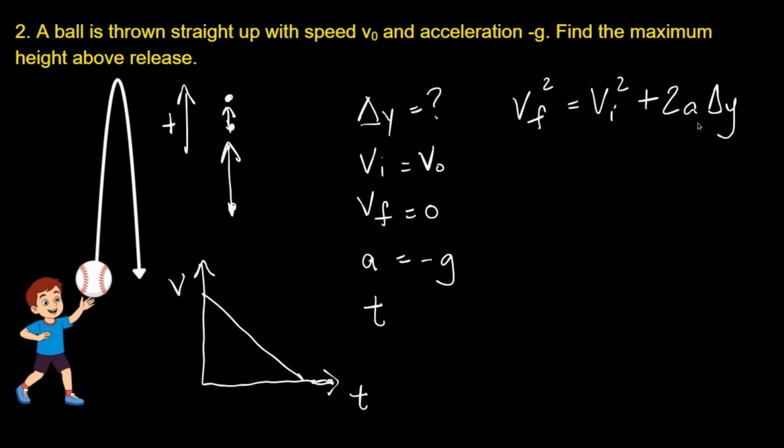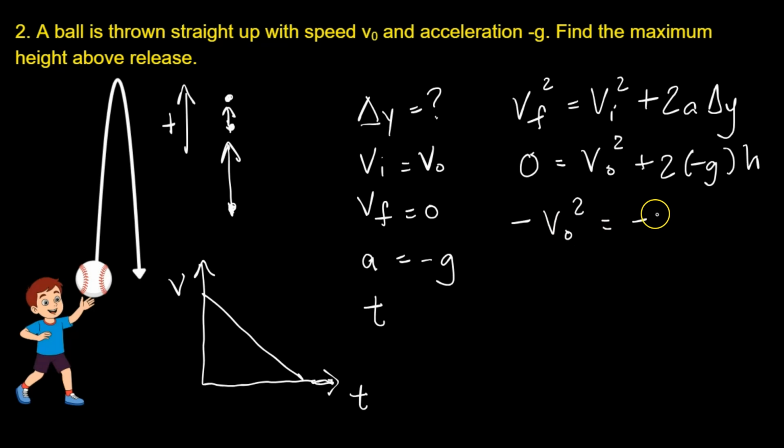Now we're going to substitute. We're looking for h, so I'm going to use h as the variable that I'm looking for. When we substitute, we get 0 is equal to v naught squared plus 2 times negative g times h. I'm going to move the v naught squared to the left. You'll notice that the minus signs cancel out, and that leaves us with positives on both sides. Divide both sides by 2g, and we get that the answer is h is equal to v naught squared divided by 2g.